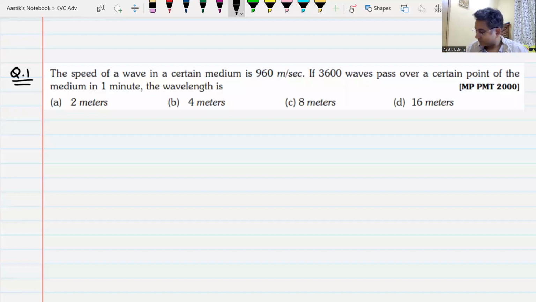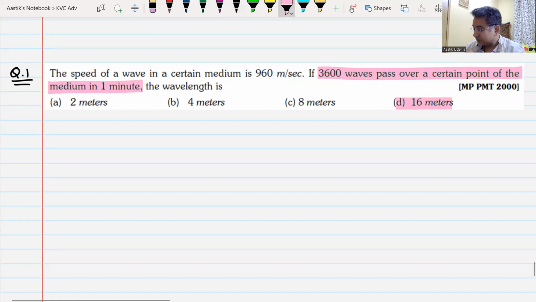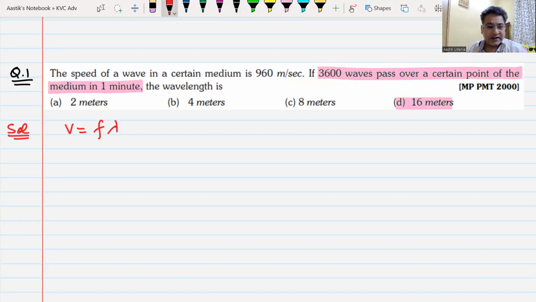16 meters. And the answer is 16 meters. How did you get it? Congratulations. Sir, number of waves passing through a certain point of medium in 1 minute means frequency of waves in 1 minute. Yes, that is the frequency. We have to find out the frequency per second. So just divide it by 60, and then you put v is equal to f lambda, and you are done. v is known, f is known. You can calculate the value of lambda. Do we understand this? Yes or no? Yes, sir.